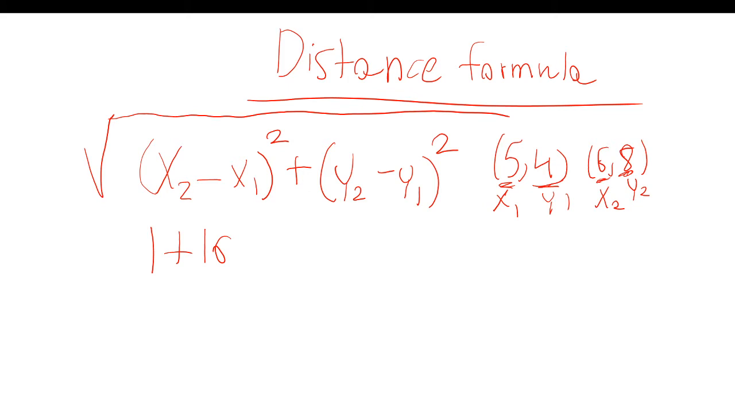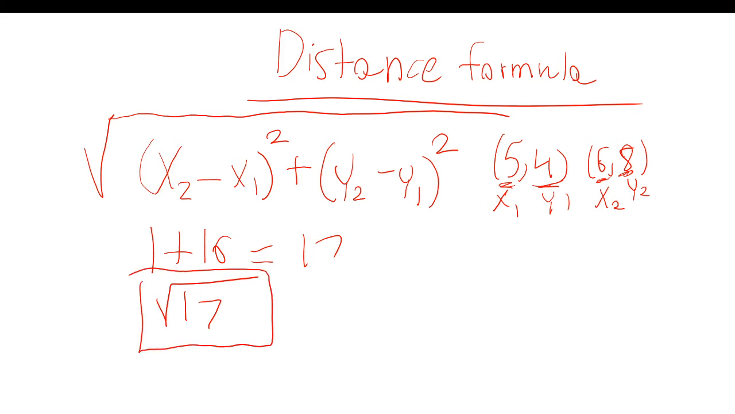And 1 plus 16 gives me 17, but I need to take the square root of it, so it's just the square root of 17. And that's my distance. Since 17 is prime, I can't really do anything about it, but that's the distance from these 2 points. So that's basically how you're going to do it.